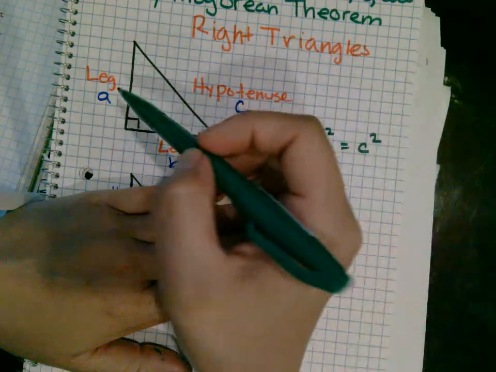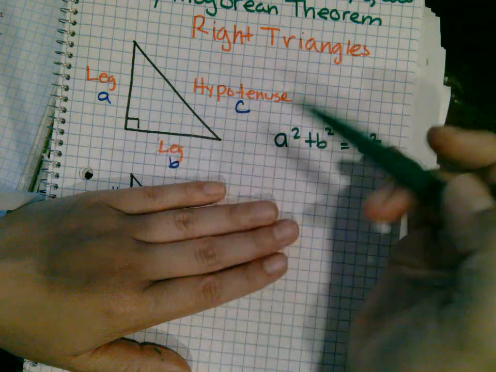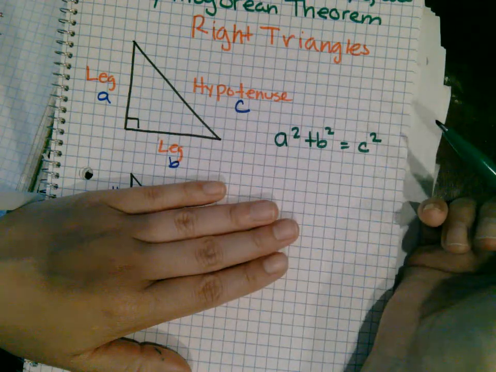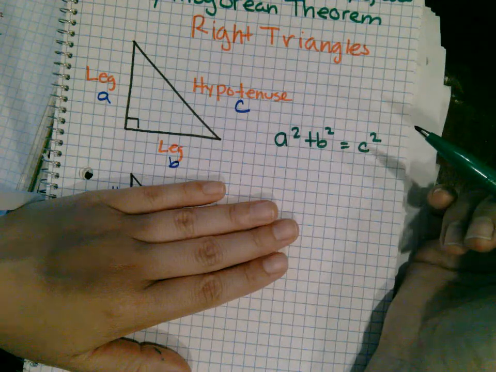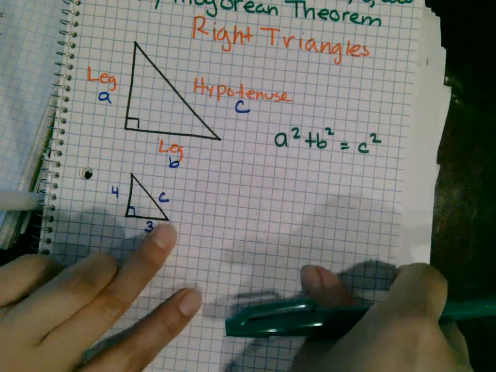Now it doesn't work if I just add these two. It only works when I square it, which is pretty interesting if you really think about it. It doesn't work if I just add them. It has to be squared. Okay, so let's try that out here.